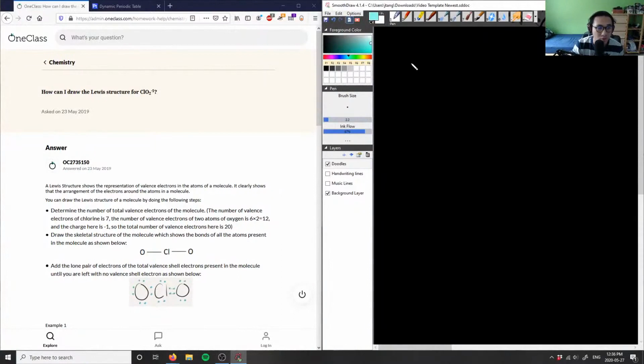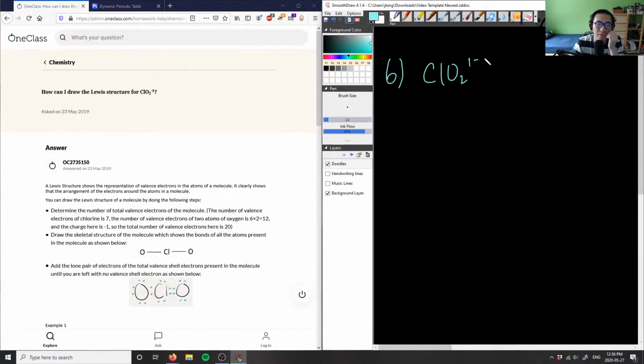Okay, that's number 5. Number 6 is, how can I draw the Lewis structure for ClO2 1 minus here? So number 6. Yeah, number 6. So I want the Lewis structure for ClO2 1 minus.